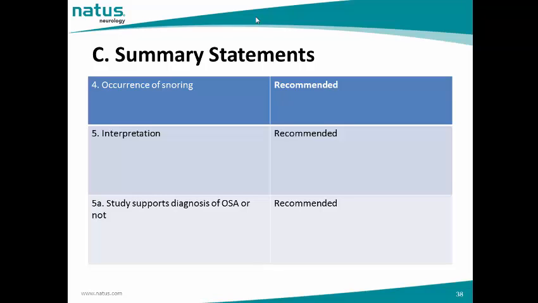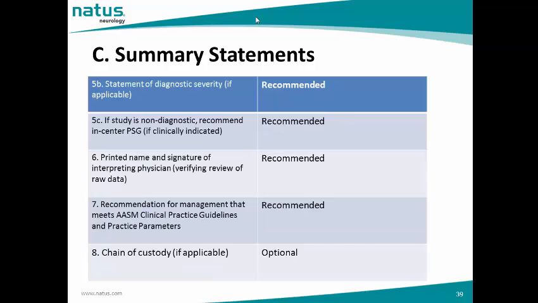Occurrence of snoring is recommended. Interpretation is recommended. Study supports diagnosis of OSA or not is recommended. Diagnostic severity is recommended. If it is a non-diagnostic study, recommend in-center PSG if clinically indicated, and that is recommended.